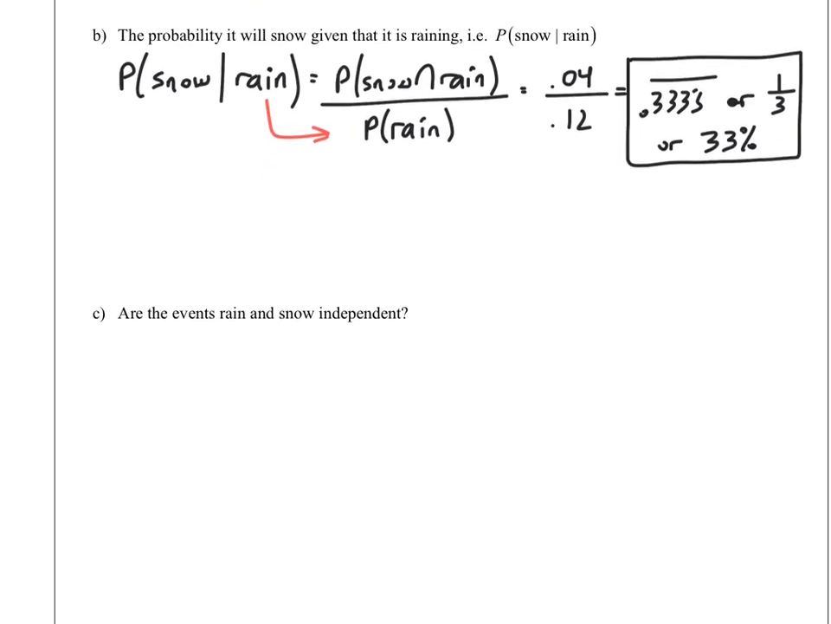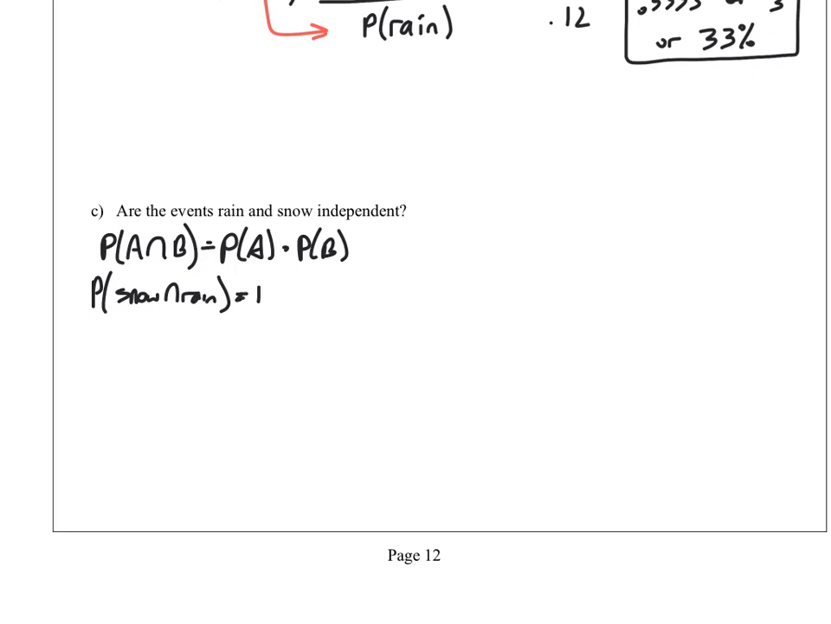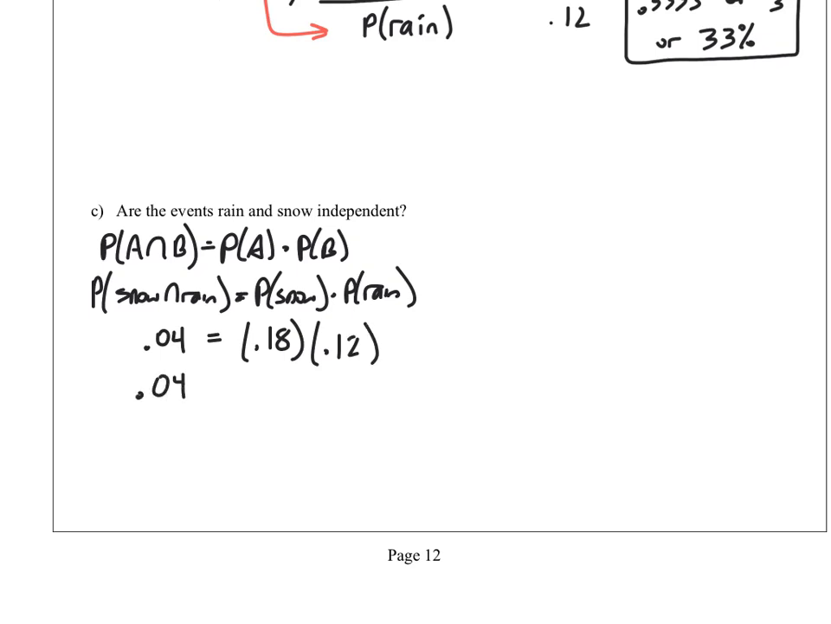Are the events rain and snow independent? So again, remember there are two different formulas that you can use. You can use the probability of A and B equals A times B. So in this case, is the probability of snow and rain equal to the probability of snow times the probability of rain? Probability of rain and snow was 0.04. The probability of snow is 0.18. And the probability of rain is 0.12. So multiply 0.18 times 0.12 and you get 0.0216. So are those equal to each other? No, they're not. They're 2% different.